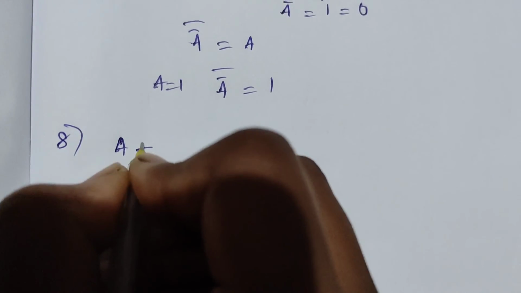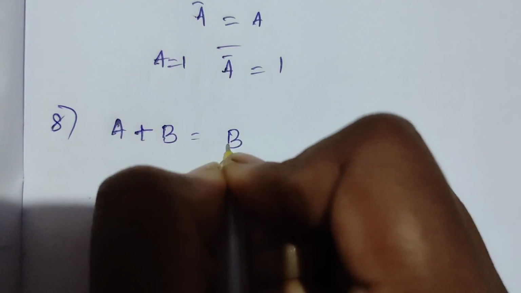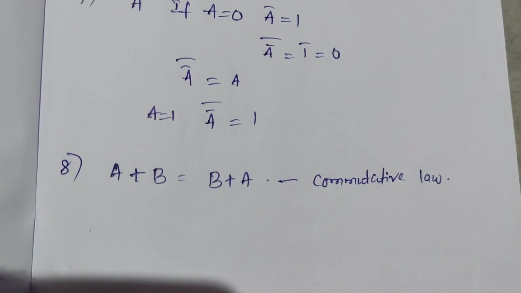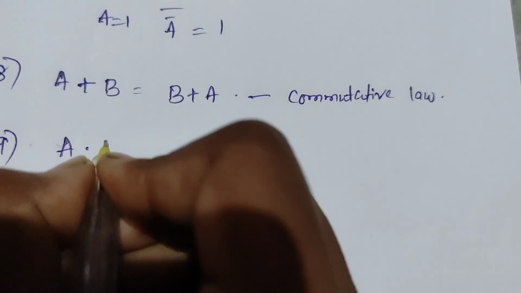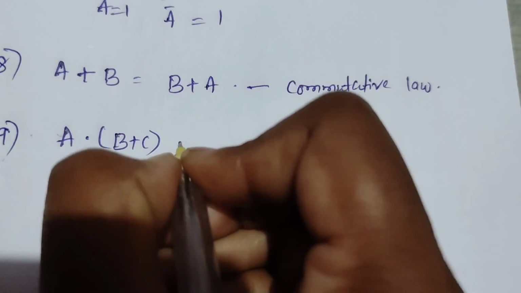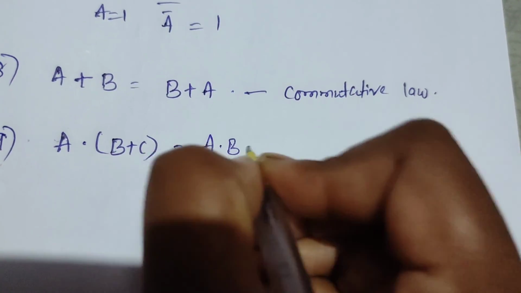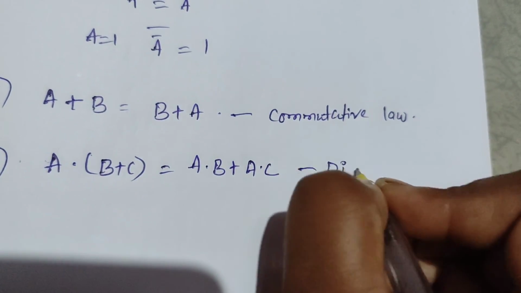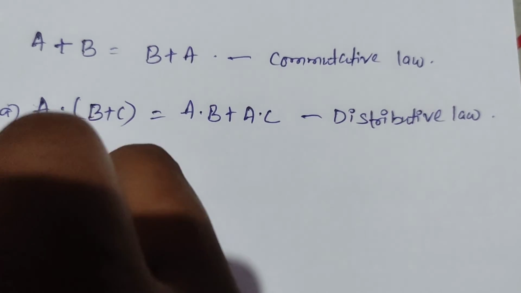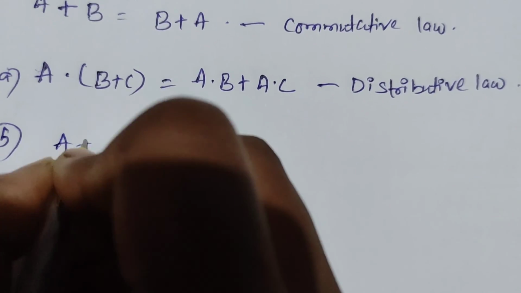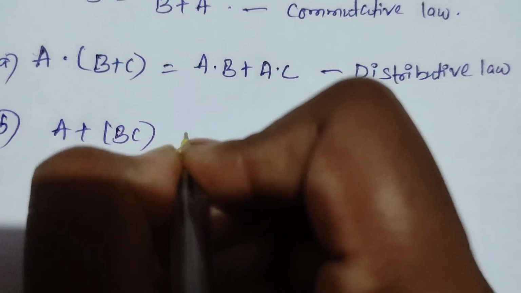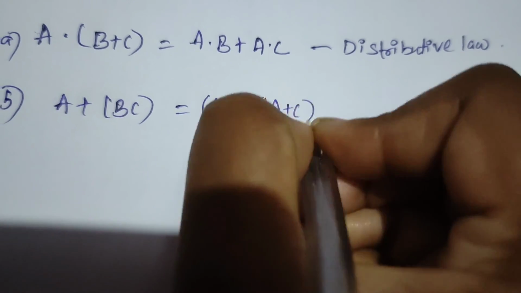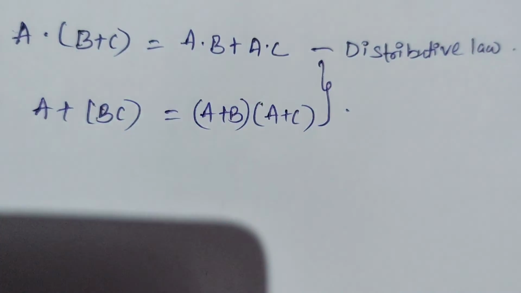Eighth one, a plus b is equal to b plus a. This is nothing but the commutative law. A into (b plus c) can be written as a into b plus a into c. It is the distributive law. A plus bc is written as (a plus b) into (a plus c). These two are the distributive laws.